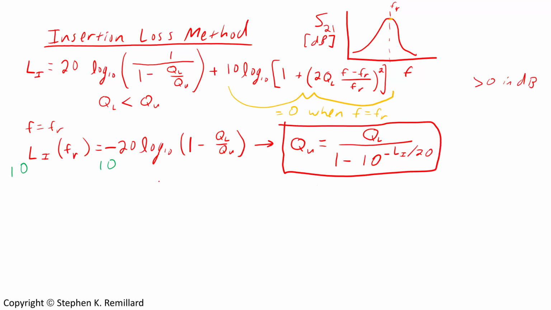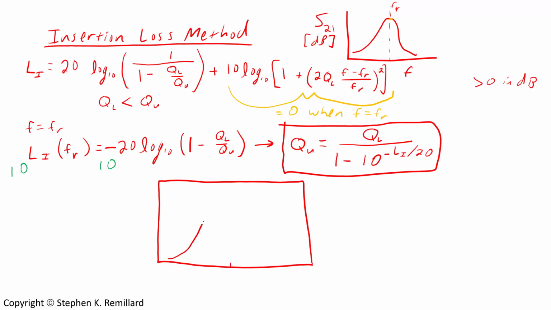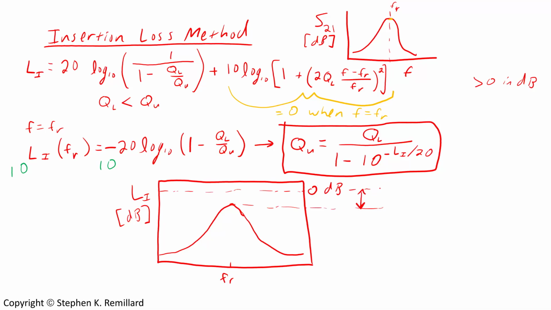I'll illustrate how you measure that with a little picture. Your network analyzer screen will have the bell curve, the S21, centered at f sub r. And in order to know what L sub I is at f sub r, you have to know where the 0 is. So that's 0 decibels of insertion loss, and this amount is the insertion loss at the resonant frequency, which we use in this equation as a positive number in decibels.